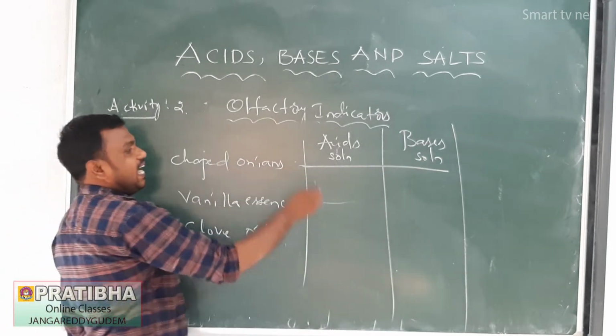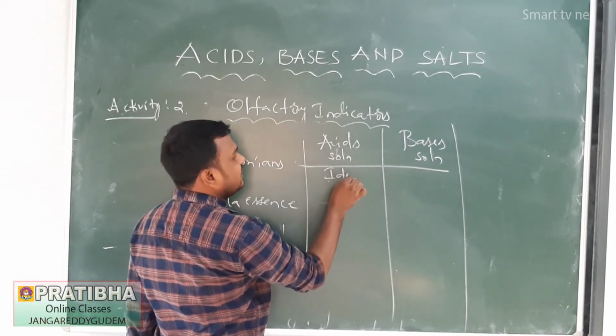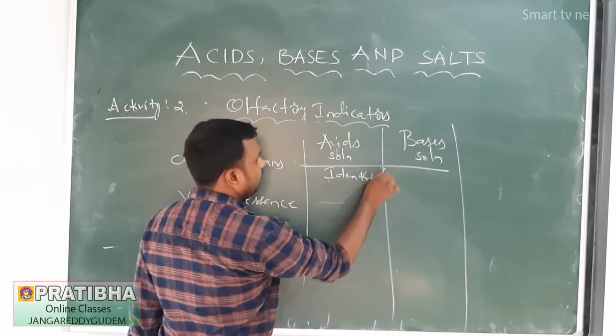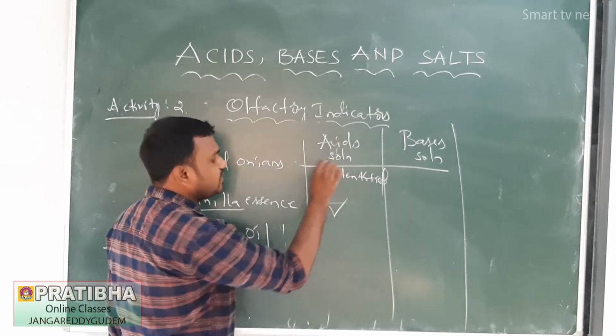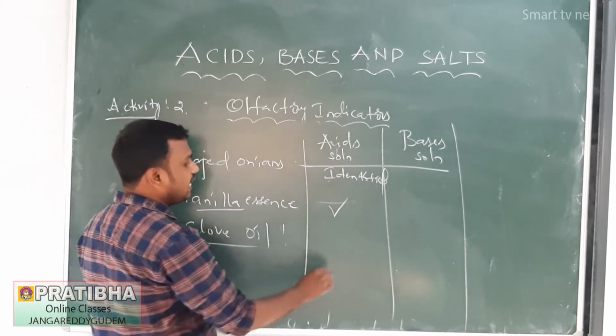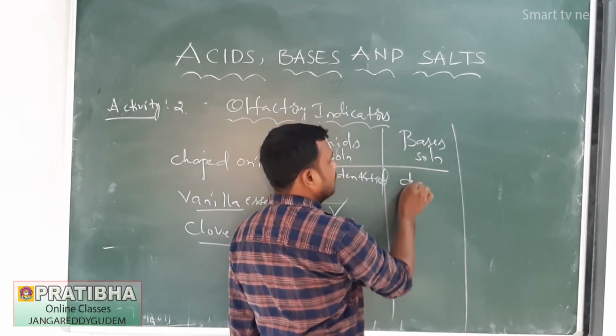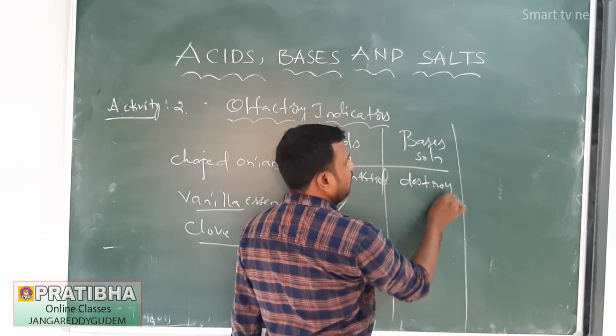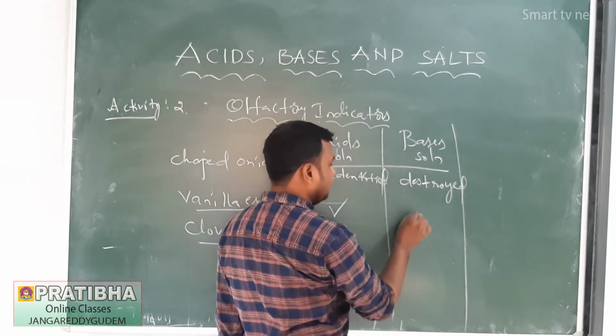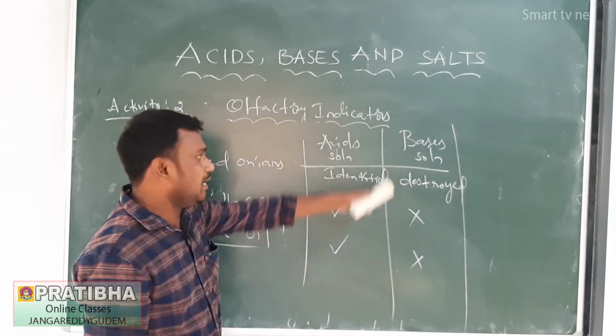Chopped onions in acids, the smell is identified, and vanilla essence also identified, and clove oil also identified. Next, bases: the smell is destroyed. The smell is destroyed in bases.